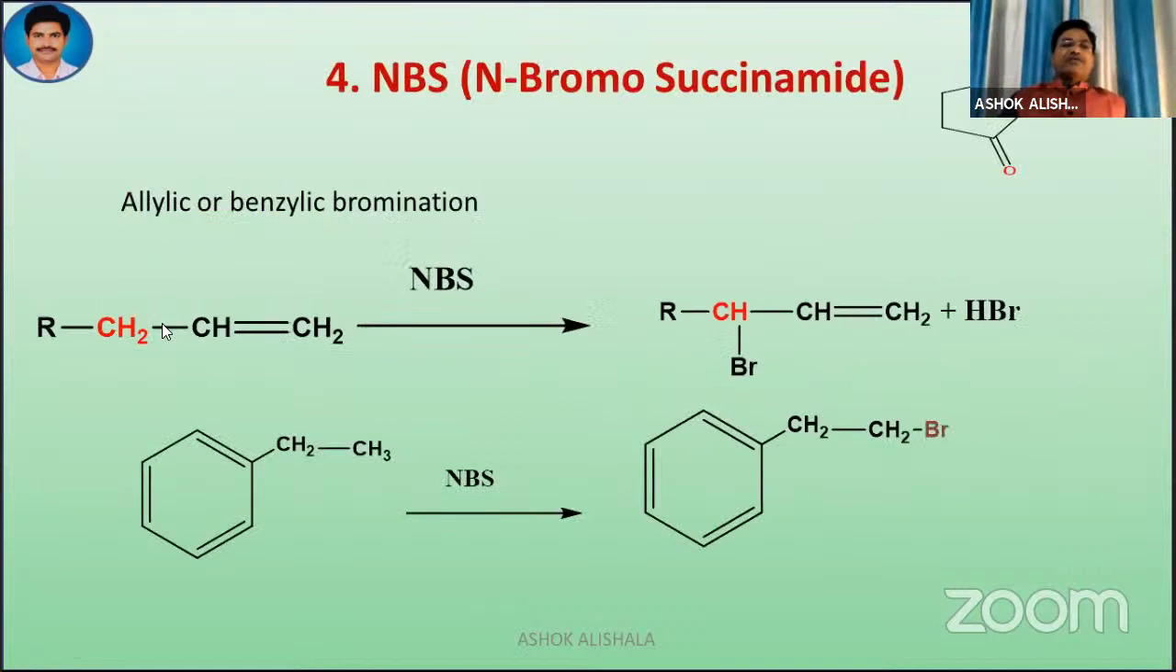Now let us see the other one. See NBS, N-bromosuccinimide. This is what is called N-bromosuccinimide. Here it is going to be a 5-membered cyclic ring. At one end nitrogen is there, it has a double bond O, and this side double bond O, and NBr. This is called N-bromosuccinimide. What is the use of this N-bromosuccinimide?